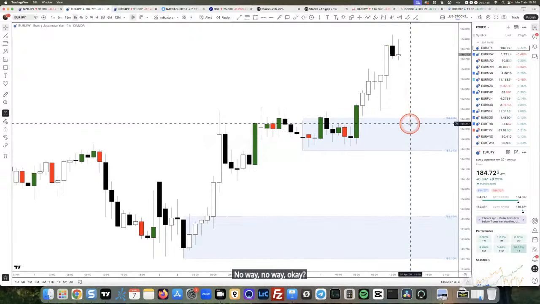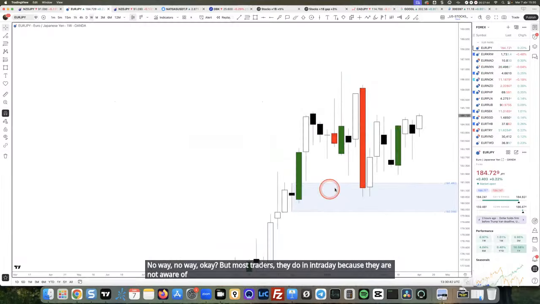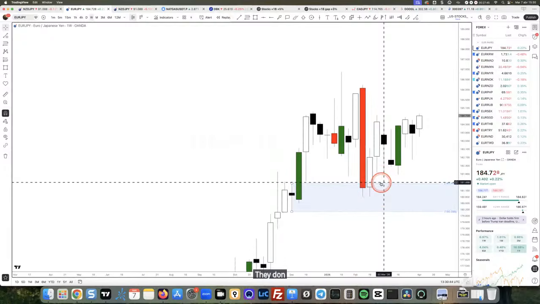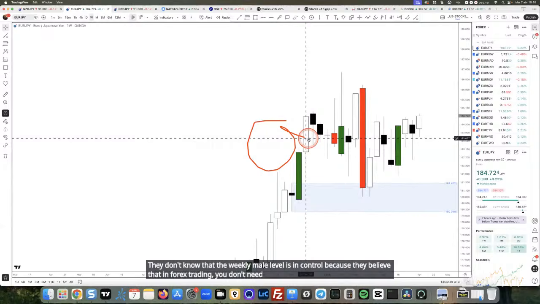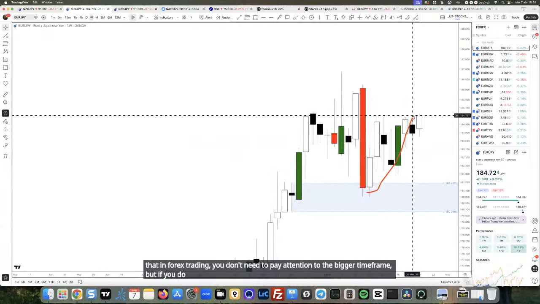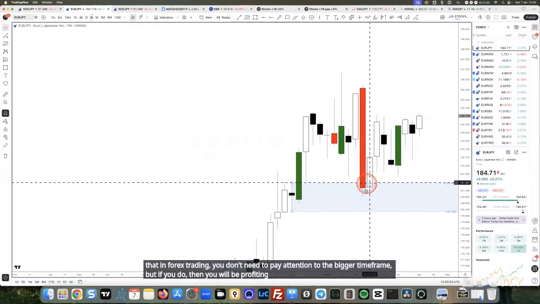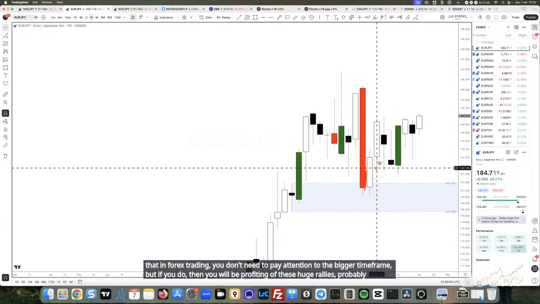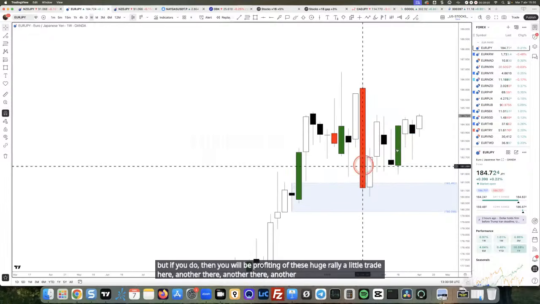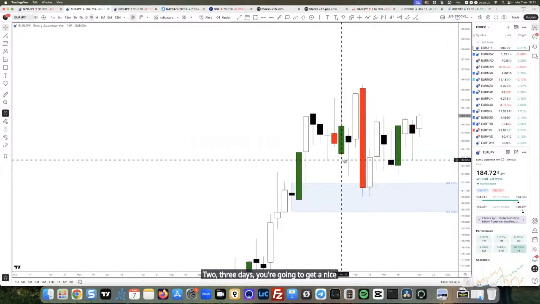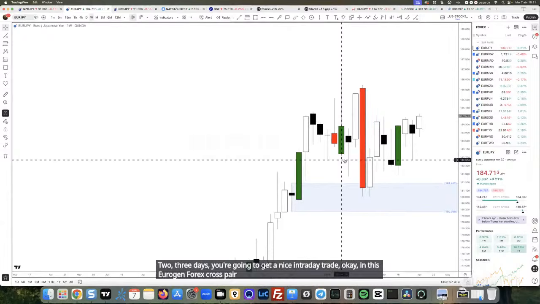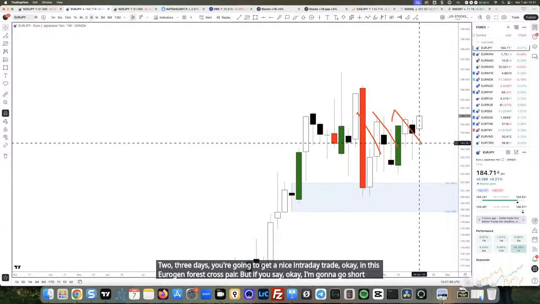But most traders do that in intraday because they are not aware of the big picture. They don't know that the weekly demand level is in control because they believe that in Forex trading, you don't need to pay attention to the bigger time frames. But if you do, then you will be profiting from these huge rallies. Probably you rally a little trade here, another there. Every single day or every 2-3 days, you're going to get a nice intraday trade in this Euro-Yen Forex cross pair. But if you say, okay, I'm going to go short, I'm going to go short, why?